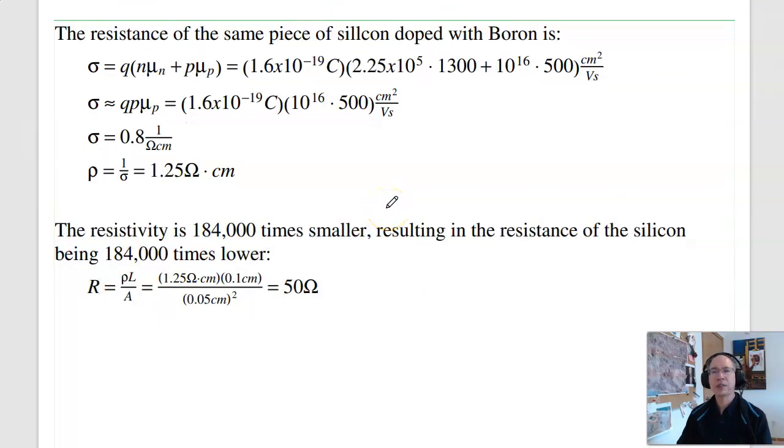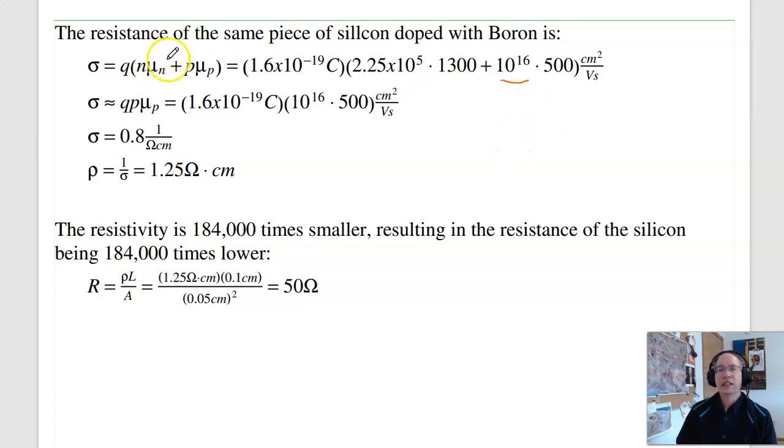Now, if I dope with boron, suppose the doping is 10 to the 16th. Now the conductivity is charge per carrier, constant, number of electrons times mobility of electrons, plus number of holes times mobility of holes. And notice these are so different in size, I can basically ignore that number. It's not going to have a huge impact. So the conductivity is almost all based upon the number of holes. It becomes 0.8 ohm centimeters. The resistivity is 1.25 ohm centimeters.